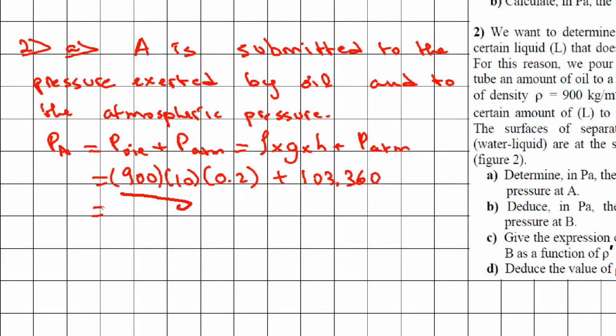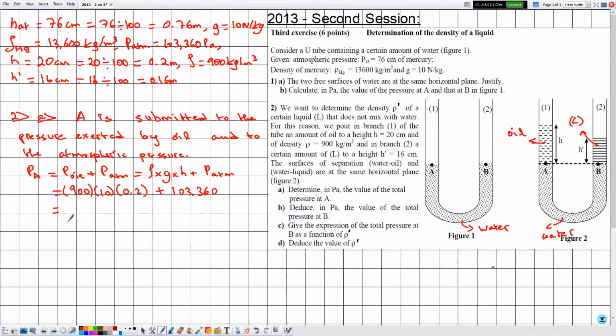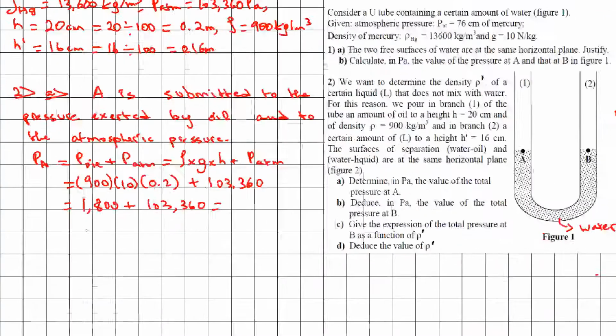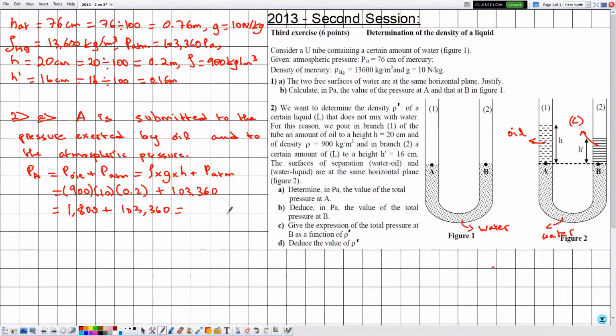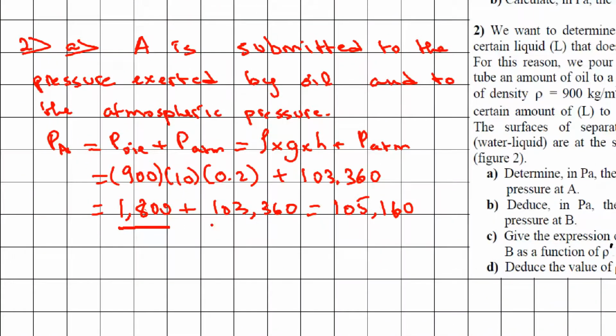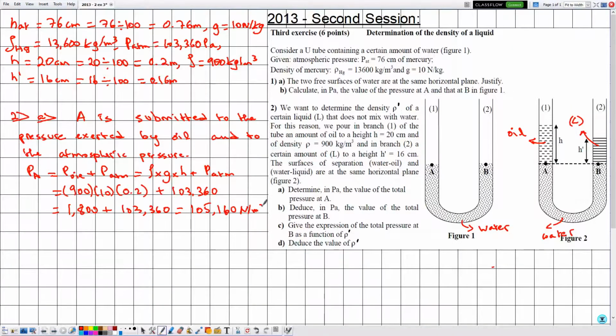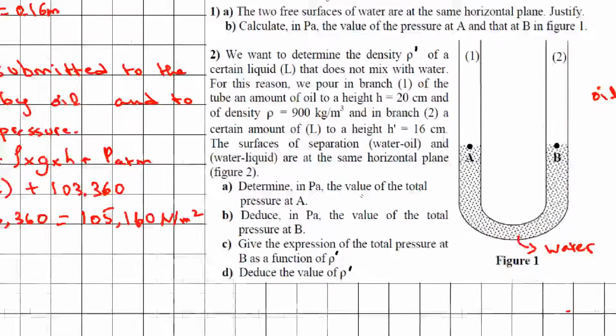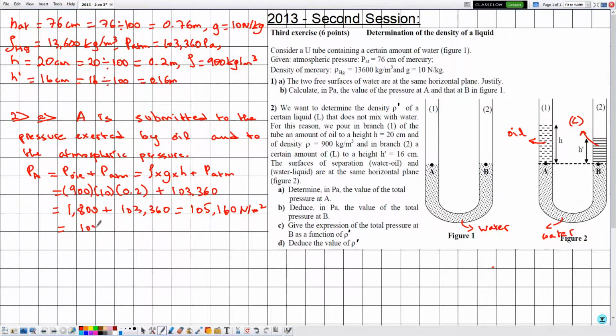Now plugging this on the calculator, it's given by 1800 plus 103,360. And now plugging this on the calculator, the value of the total pressure at the point A is given by 105,160. Since everything is expressed in the SI, the total pressure at the point A is in Newton per meter square. Another unit for Newton per meter square is the Pascal. So the total pressure at the point A is given by 105,160 Pascal.